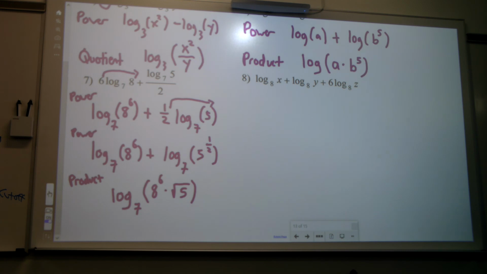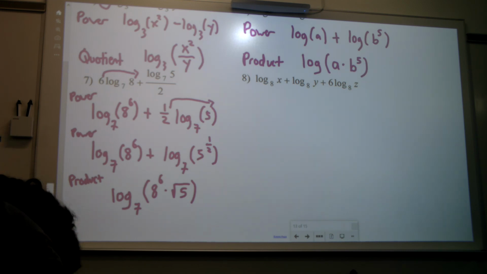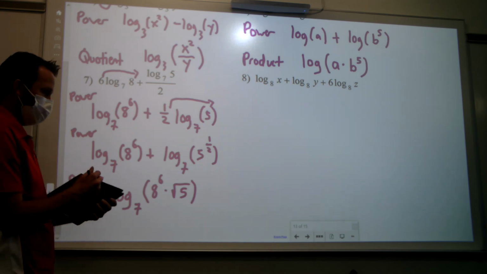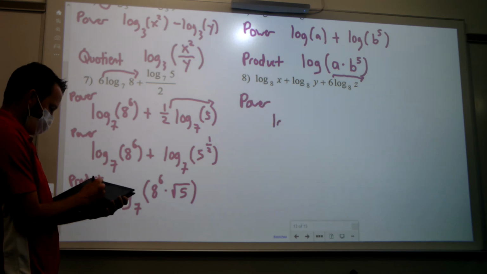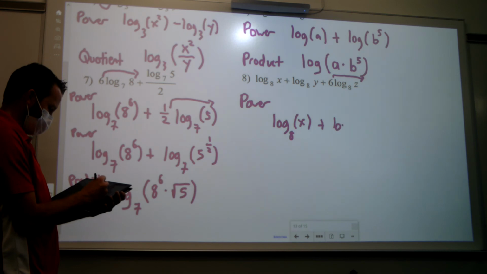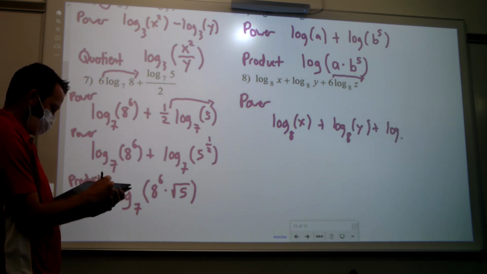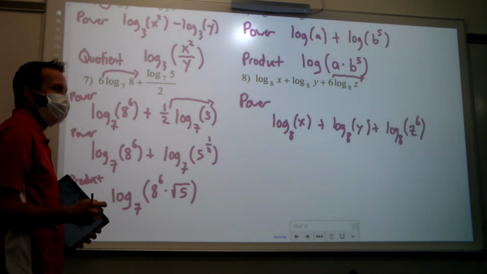Emma, will you help me out on this one? What did you do first? 6. Yeah, we'll use the power property to bring that up. So I've got the power. This is log base 8 of x plus log base 8 of y plus log base 8 of z to the 6. Okay?